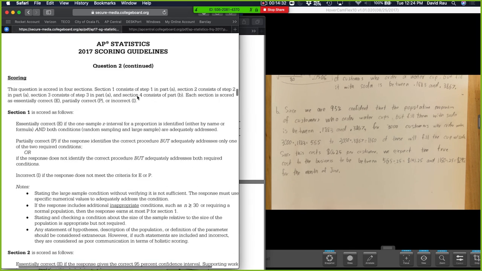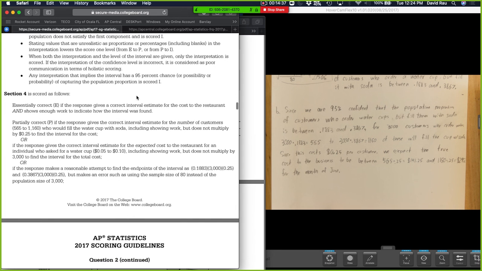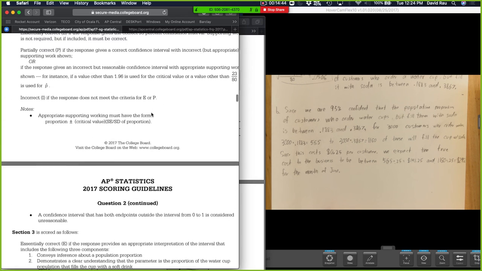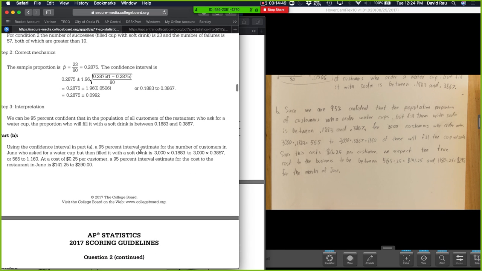So 30 seconds to check the scoring guideline. Okay. So do I give a correct interval estimate and show enough work to indicate how the interval was found? So that's what I'm doing here with all of that extra talk. So part B, using the confidence interval above. So again, I kind of made reference to that. I'm using that. Now I'm using that for June. So I also specifically say that that's only for the month of June. And I showed the work for how I got each part. And then I showed how I scaled that for each customer.